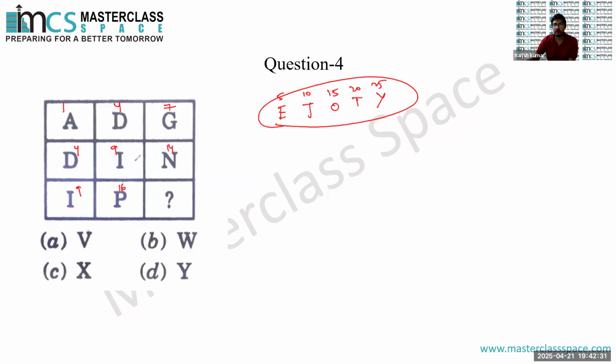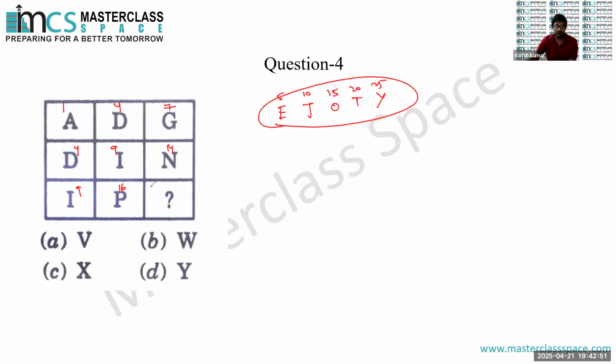So this is how quickly you have to mention the numbers. A is 1, that we know. D is 4. G is E, F, G, so E is 5, so G will be 7. D is again 4. I is 9: I, J. J is 10, so I will be 9. N is 14: O is 15, so N is 14. I is 9, P is 16.